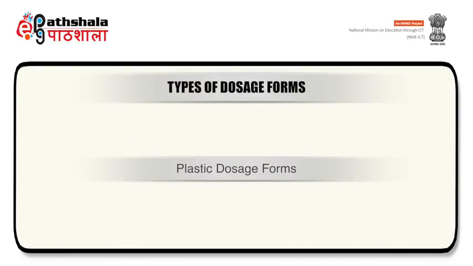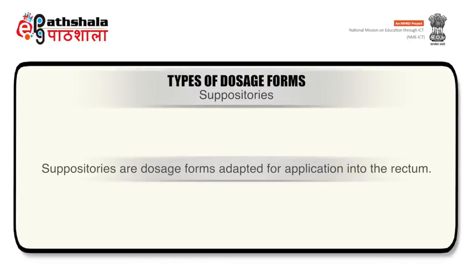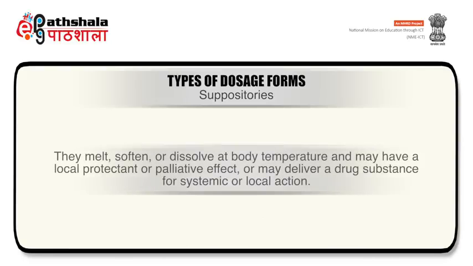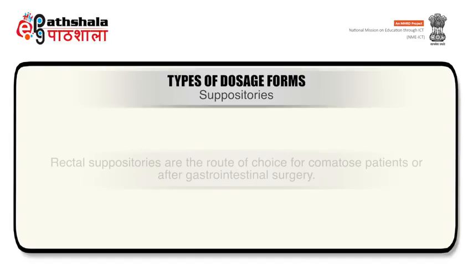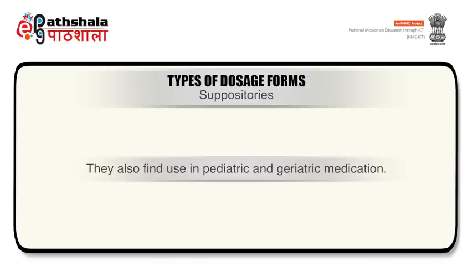Now we study D. Plastic dosage forms, suppositories. Suppositories are dosage forms adapted for application into the rectum. They melt, soften, or dissolve at body temperature and may have a local protectant or palliative effect, or may deliver a drug substance for systemic or local action. Rectal suppositories are the route of choice for comatose patient or after gastrointestinal surgery. They also find use in pediatric and geriatric medication.